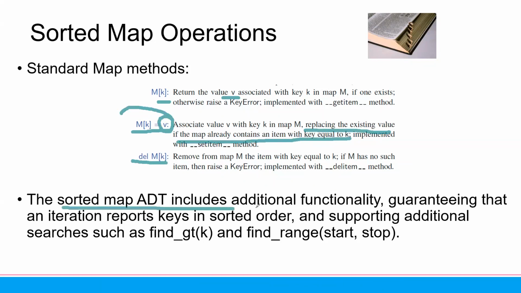The sorted map ADT includes additional functionality, and it guarantees that an iteration reports keys in sorted order, and supports additional searches like find_gt(k). GT means greater than. I want to find the key which is greater than k, or I want to find a range. So I have the start and stop.